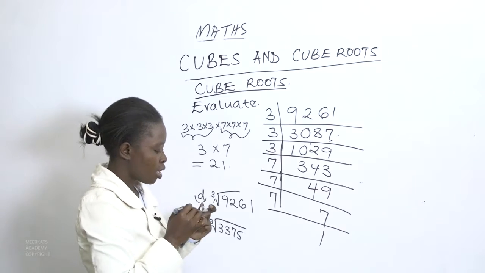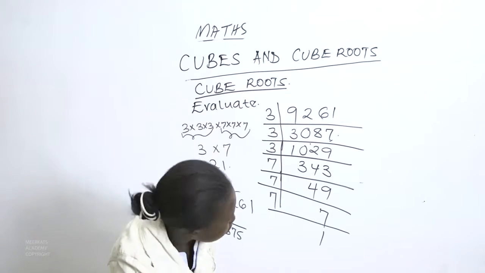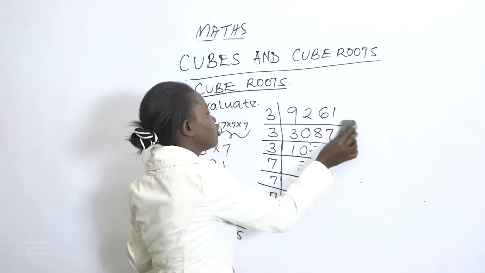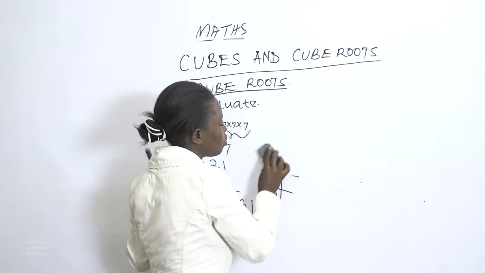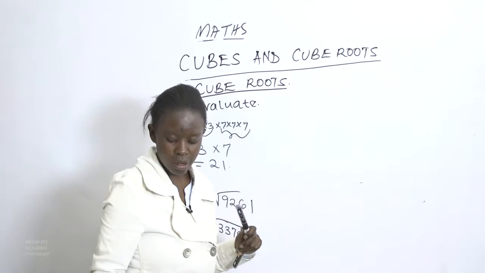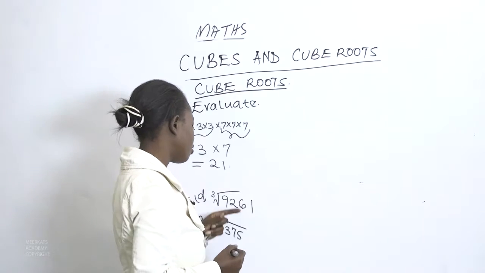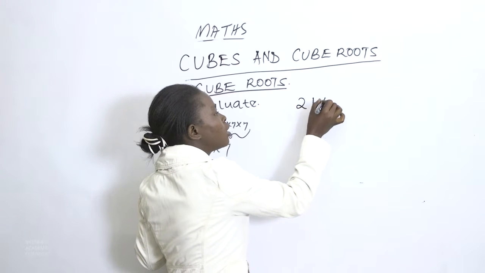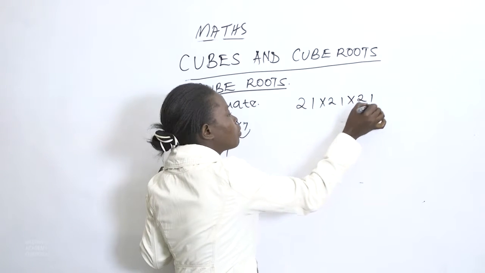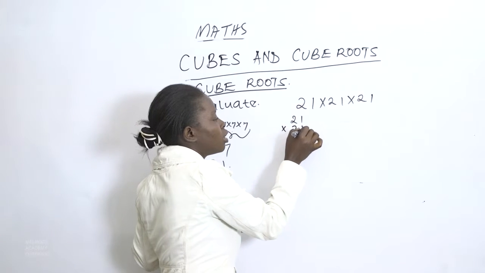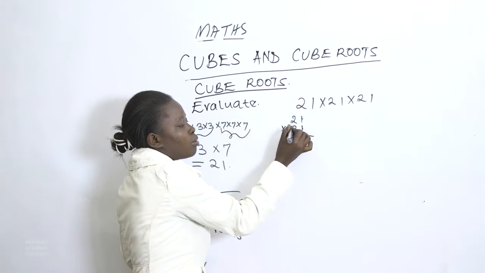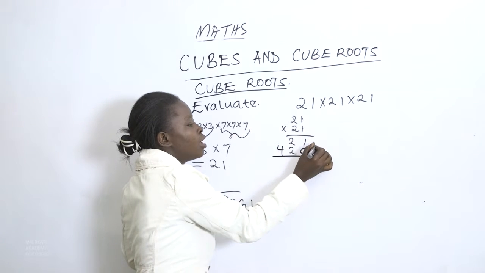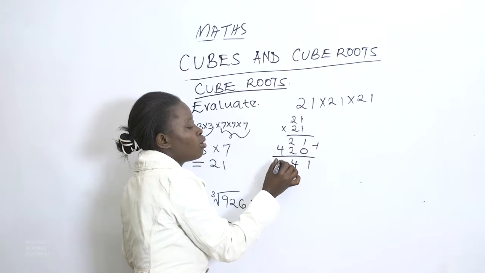So it means that the cube root of 9,261 is 21. I want us to confirm if I multiply 21 repeatedly 3 times, if it will give me 9,261. So I have 21 times 21 times 21. So 21 times 21. 1 times 1 is 1. 1 times 2 is 2. 2 times 1 is 2. 2 times 2 is 4. So when I add, I have 441.